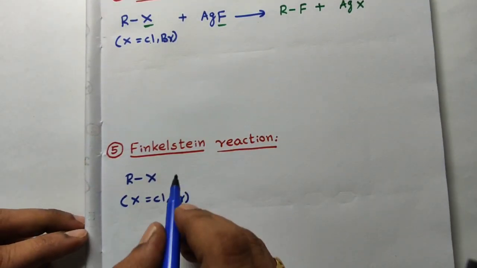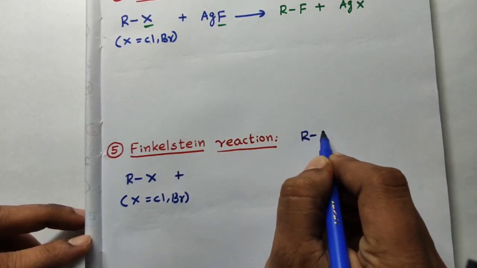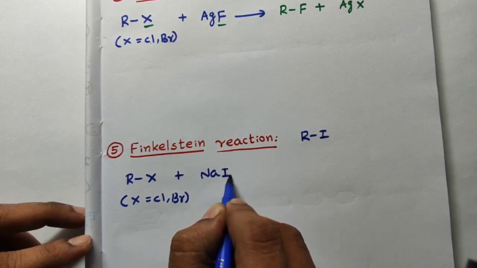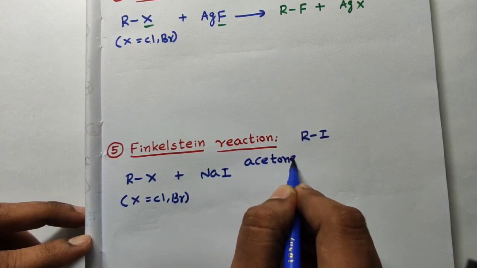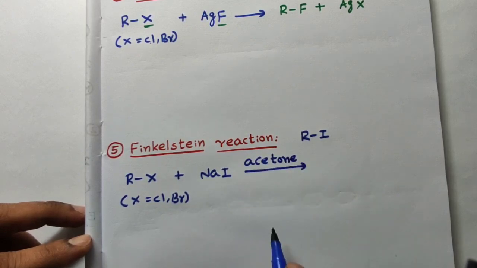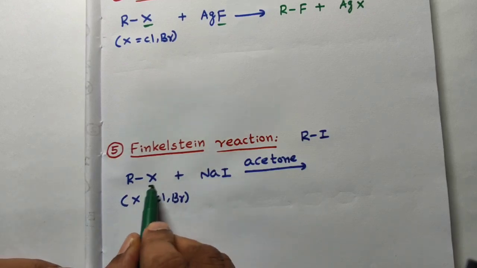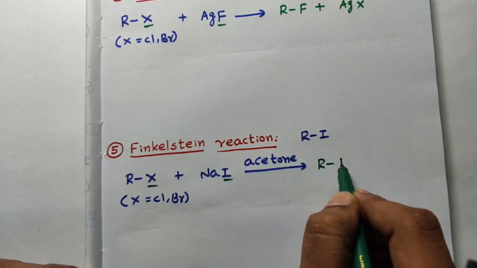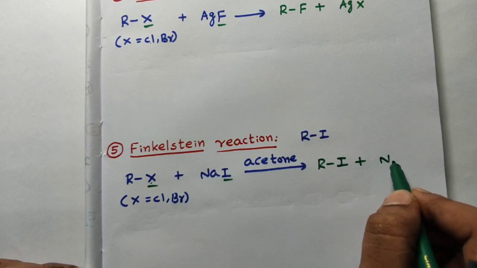In Finkelstein reaction, what do we have to take? Here we have to prepare alkyl iodide, right? So the reagent is sodium iodide and the solvent is dry acetone. Here also it is an exchange reaction. Look at this, X is replaced by iodine. Then what will you get? RI, alkyl iodide, and the remaining is NaX.